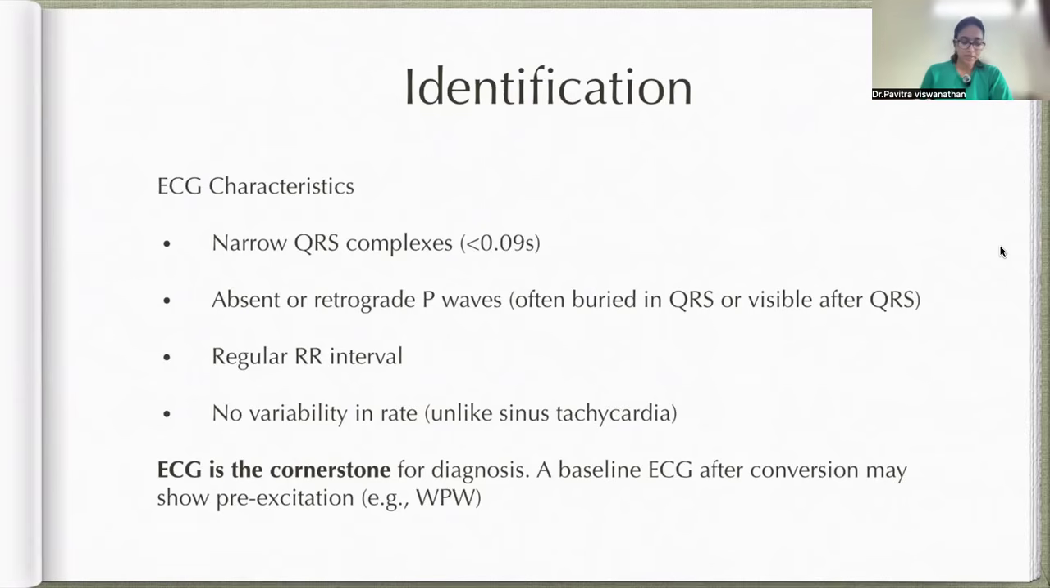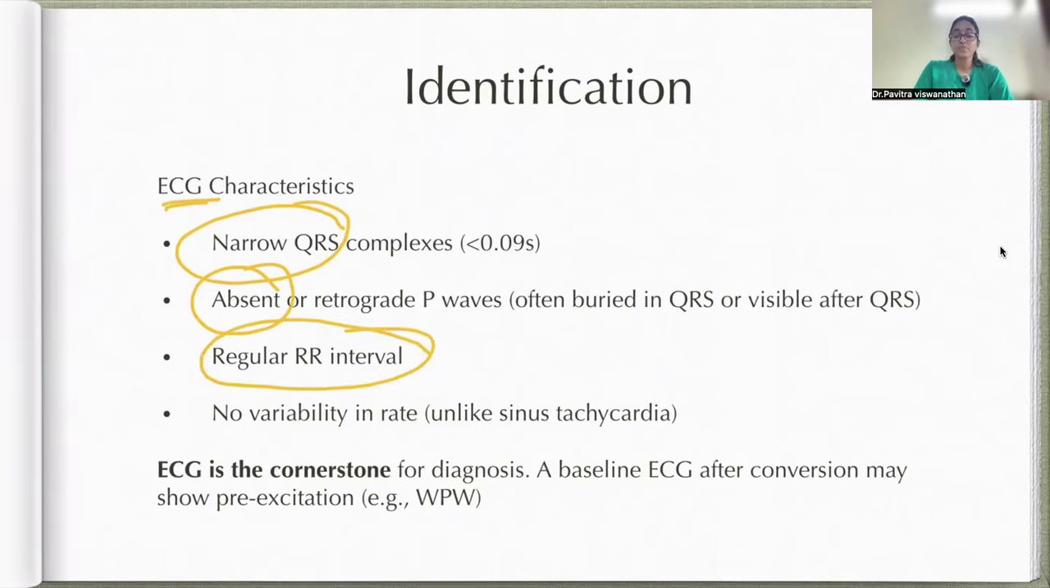How do you know it's a supraventricular tachycardia? By doing an ECG. When you are doing an ECG, what do you see? You see absent P waves with a narrow QRS complex and a fixed RR interval. There will not be a variability in rate.